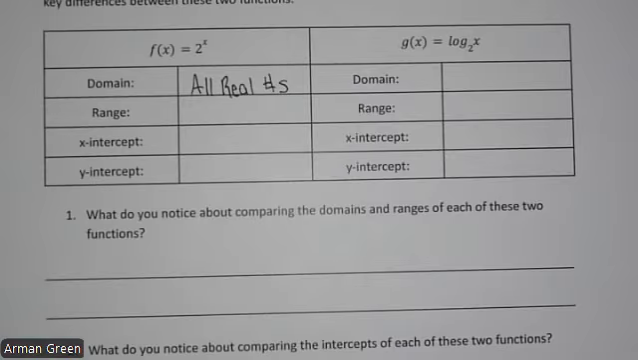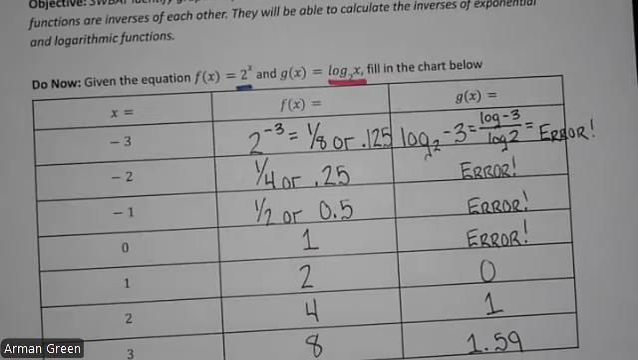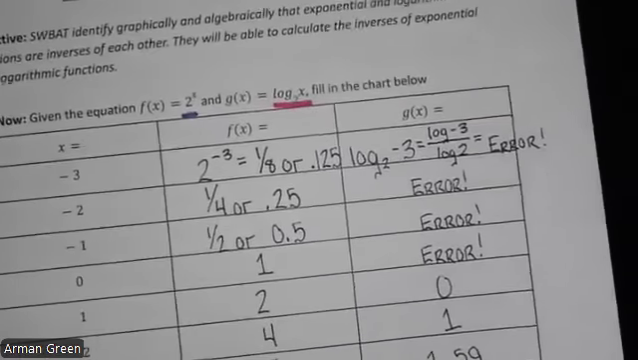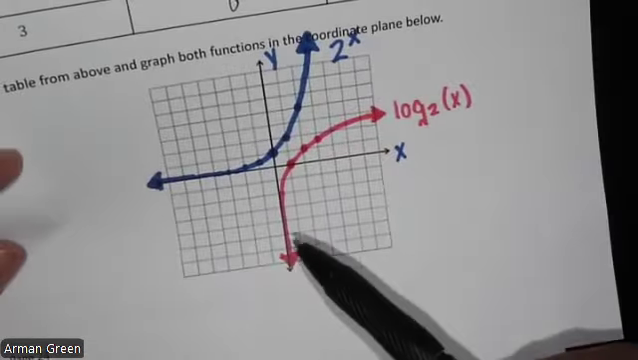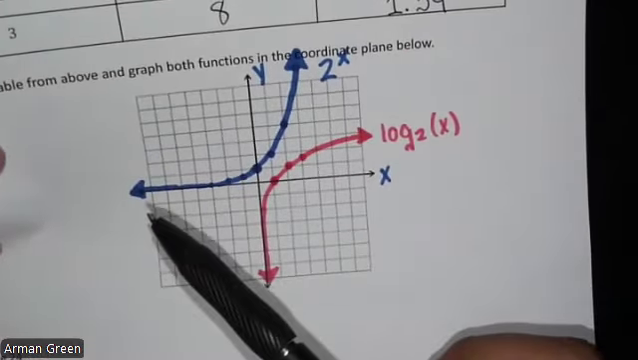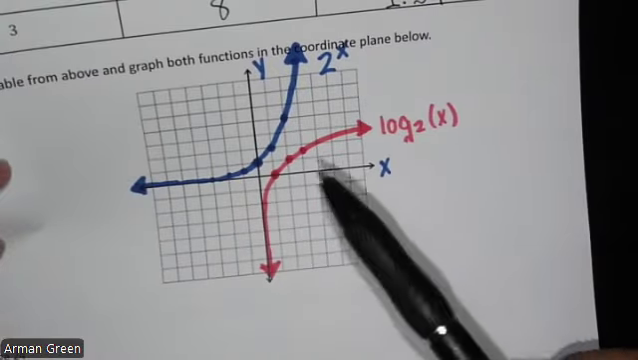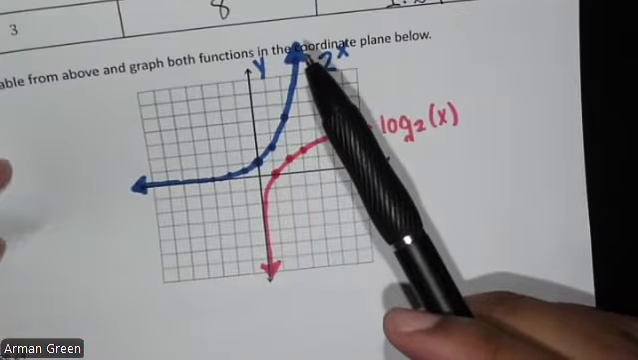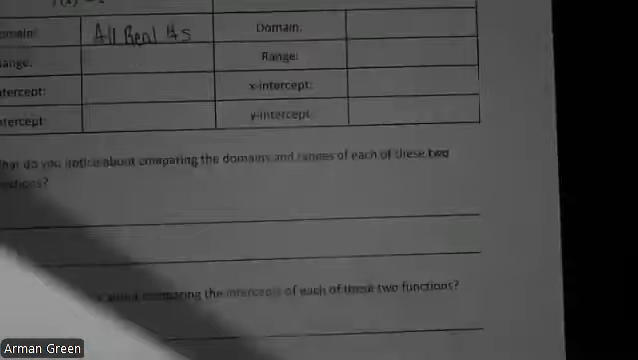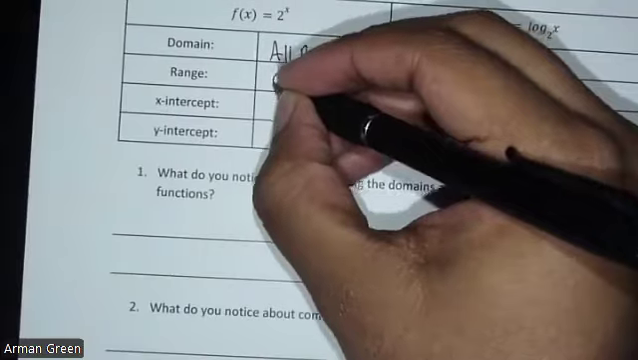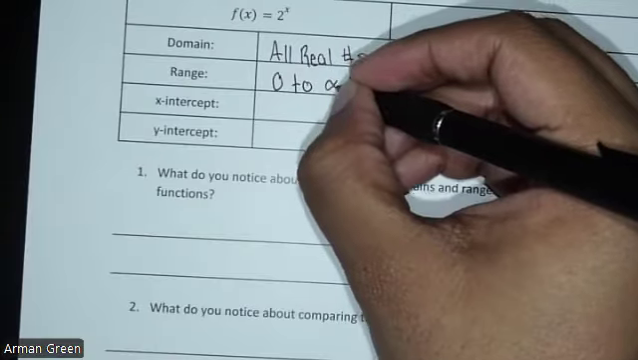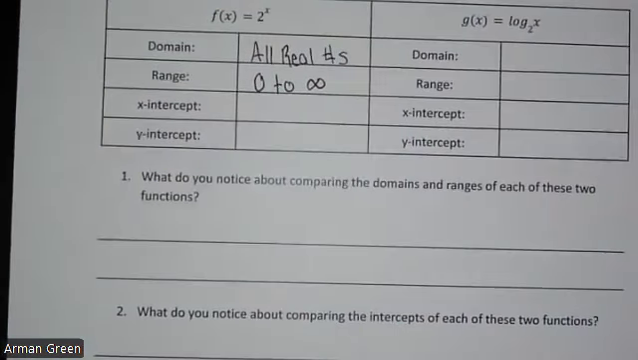But the range, on the other hand, is different, because going back to the graph, remember the range deals with the y values. And the y values here don't go all the way up and down. For this blue graph, you see that the range goes from 0, because 0 is where your x-axis is located, and it goes as high up as infinity, because that arrow is pointing straight up. So the range for this first function is 0 to infinity. Instead of writing infinity, I'm just going to use the symbol.